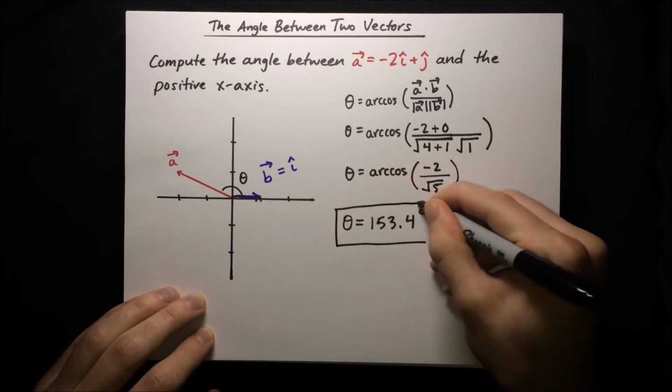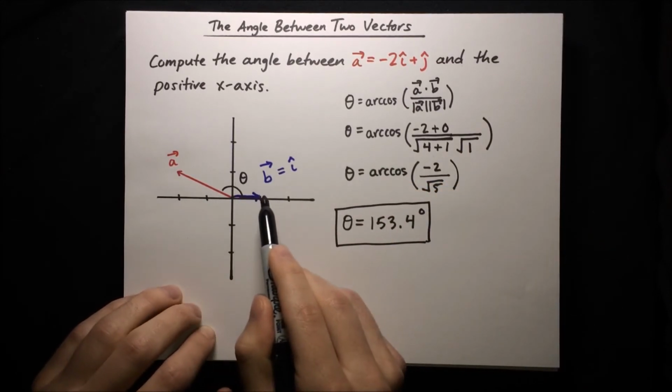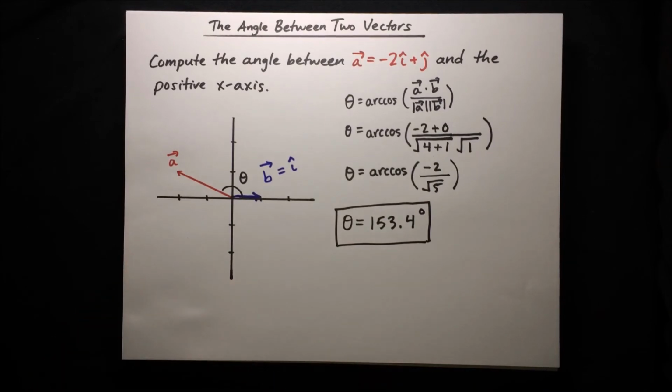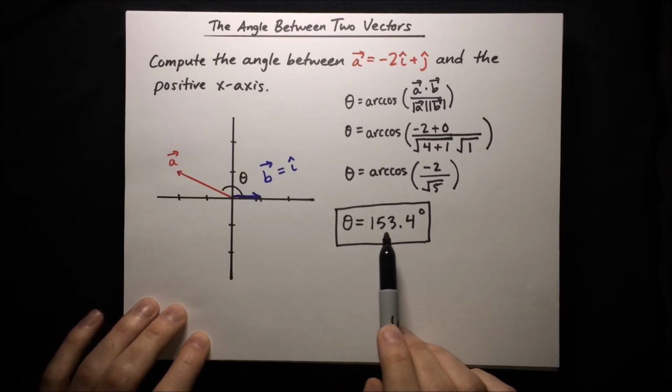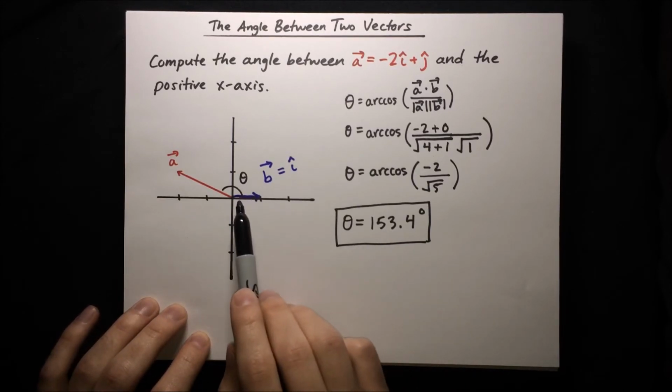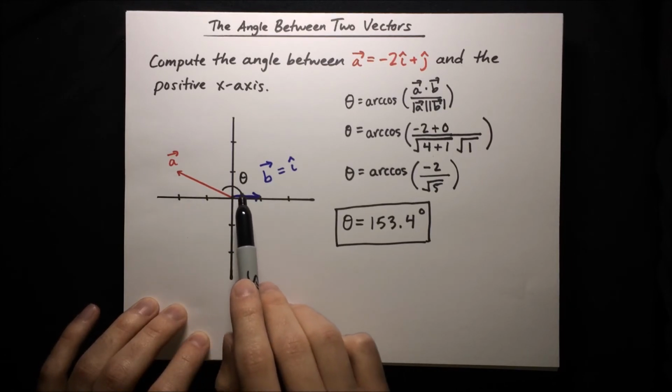So there we go. That's the angle between our vector A and the positive x-axis. Since we've got a nice diagram here, we can also check that our angle makes sense. Our angle is an obtuse angle, and in the diagram the vectors are diverging, creating an obtuse angle. So yeah, that makes sense.